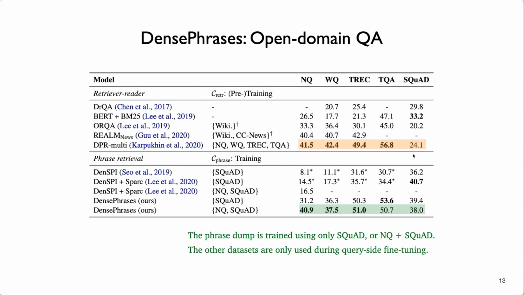Here is a comprehensive set of evaluations for five open-domain question answering tasks. Again, the phrase index is only built using SQuAD and Natural Questions, and for the other question answering datasets, we just use them for query-side fine-tuning. We found that compared to dense-sparse retrieval, the performance is very competitive, and similar or even better in some cases.